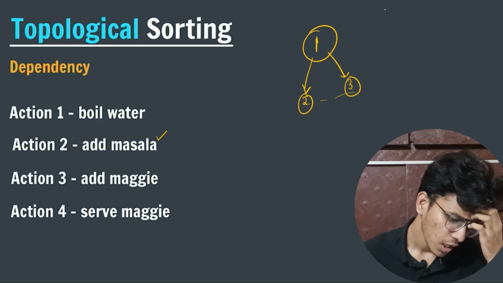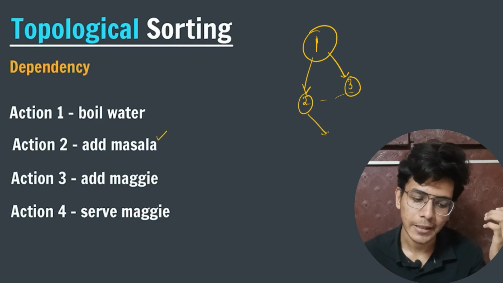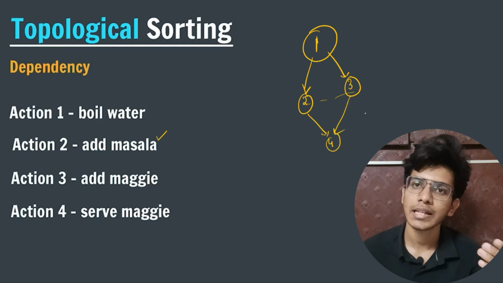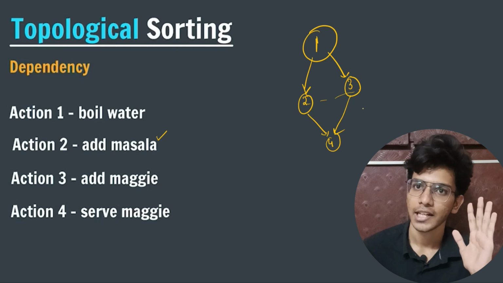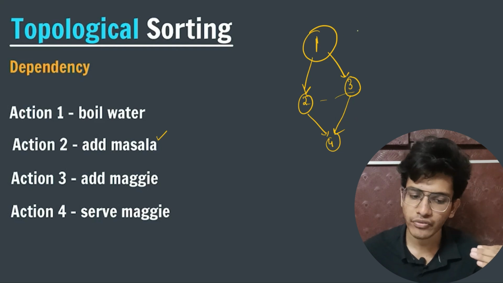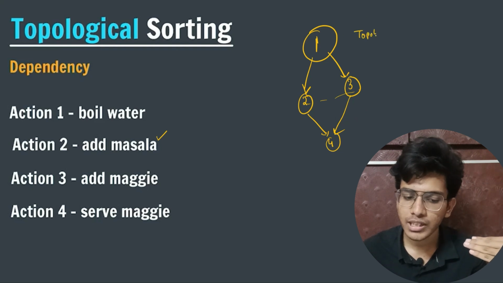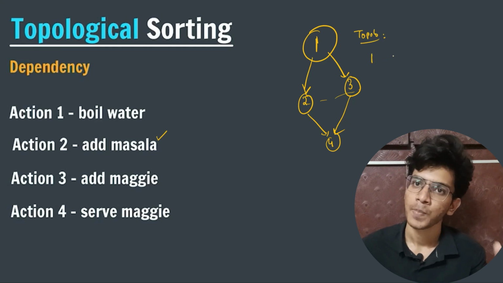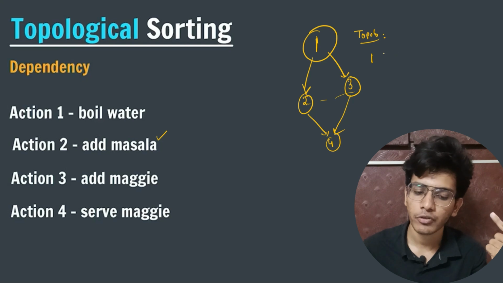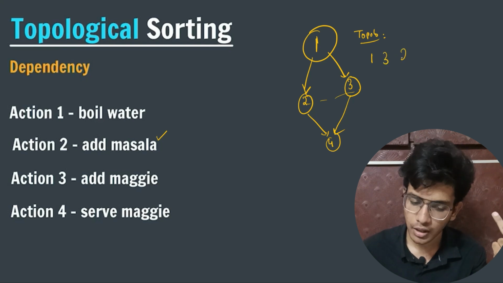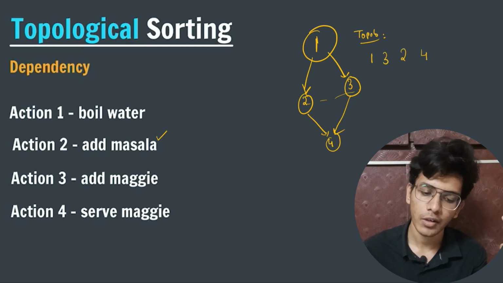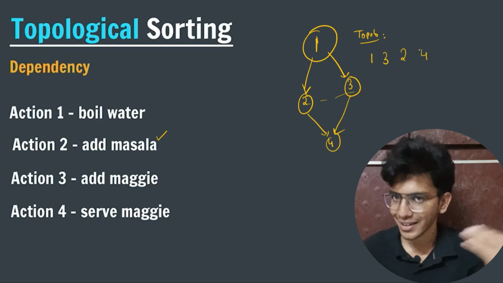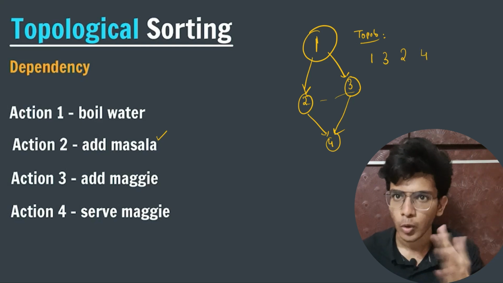Now after it, we will basically serve Maggi, right? At the end, we have to serve the Maggi. Okay, this is the process. Now if I write the topological sort for this, then first of all I need to perform 1. After 1 I can perform 3, after that I can perform 2, and after that I can perform 4. Like this my topological sort will be.